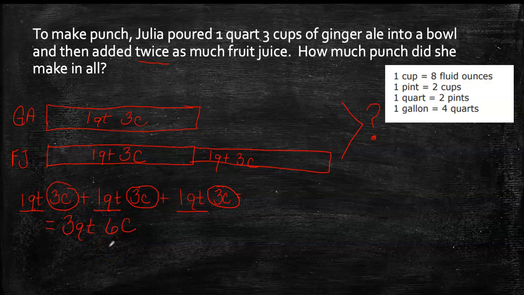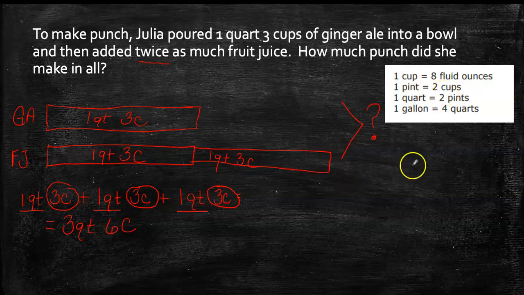Could we leave it as that? We could, but could you see it in a different way? Maybe. Do I have enough cups to make another quart? So how many cups make a quart? Well, up here, it doesn't tell us exactly. It doesn't say 1 quart equals blank cups, does it? It does tell us that 1 quart equals 2 pints. Okay. 1 pint equals 2 cups.